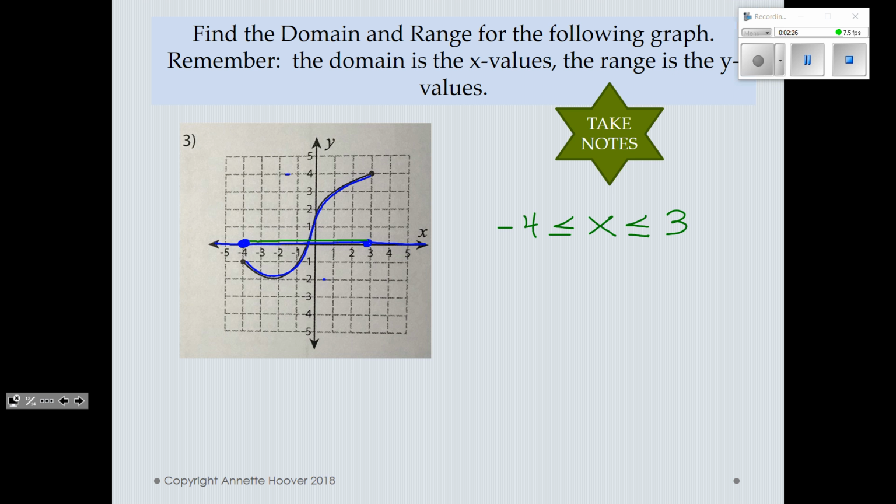For the range, we're going to look at the y-axis. We're going to look at the lowest point of this function, which is right here. Here's the lowest part. That is at a -2. We look at the highest point, which is at a 4. So we're graphing this inequality. So the range is greater than or equal to -2, and it's less than or equal to +4.